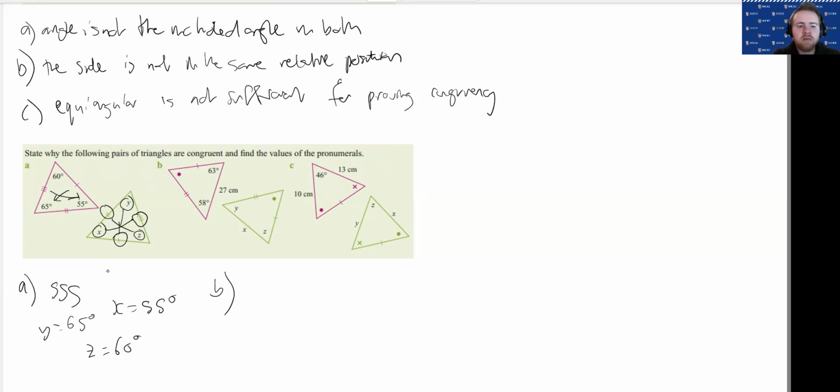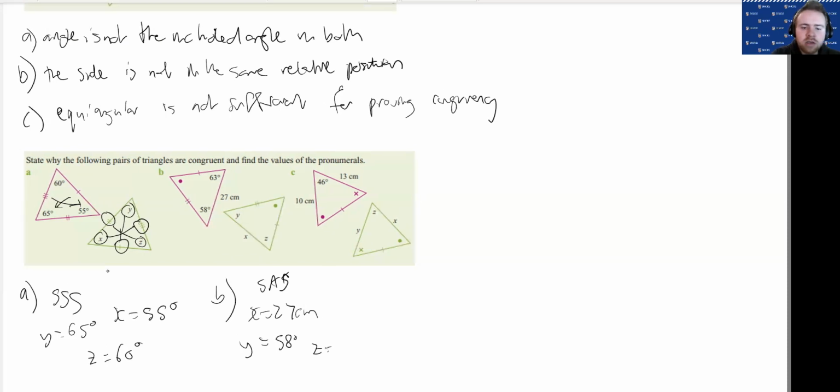For B, I've got to look at what information I know. I know that we have an equal angle and then two equal sides, and it's the included angle. So we're going to use SAS. And now I can find out the missing side. So X is going to be 27 centimeters. We know that Y is opposite single dash, so that's going to be the 58-degree one. And then Z is opposite double dash, so that's going to be 63 degrees.